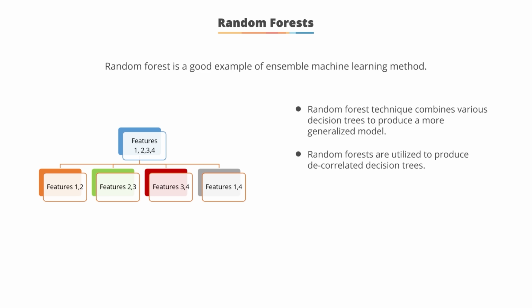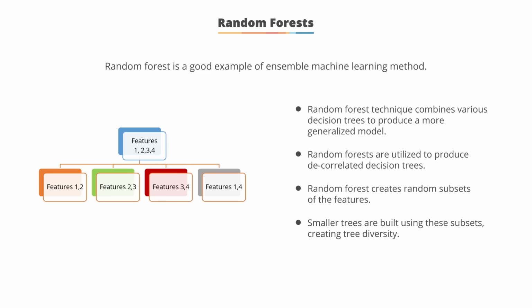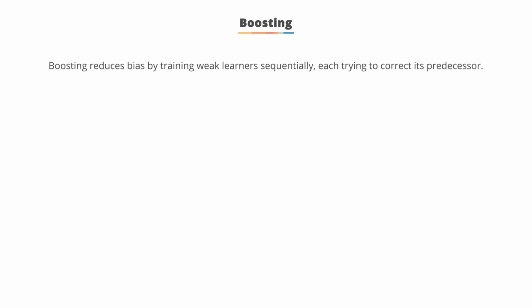Random forests are utilized to produce decorrelated decision trees. It creates random subsets of the features. Smaller trees are built using these subsets, creating tree diversity. To overcome overfitting, diverse sets of decision trees are required. Boosting is a sequential process where the errors of the previous model are corrected by each subsequent model. Let's assume an example of different types of body pain and their diagnosis.